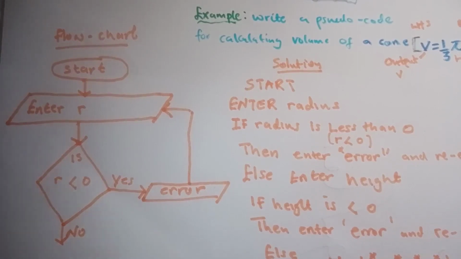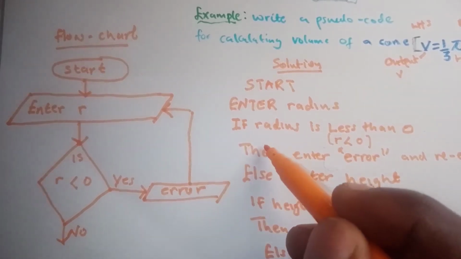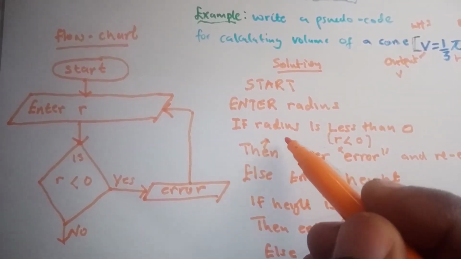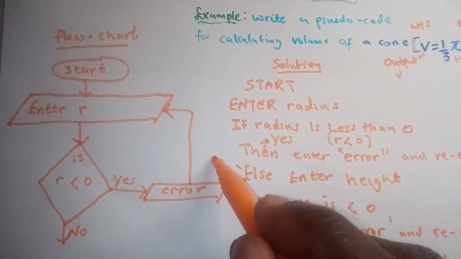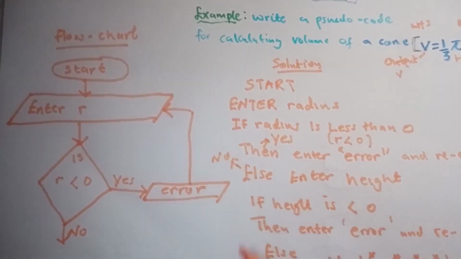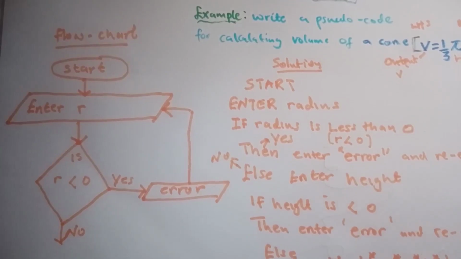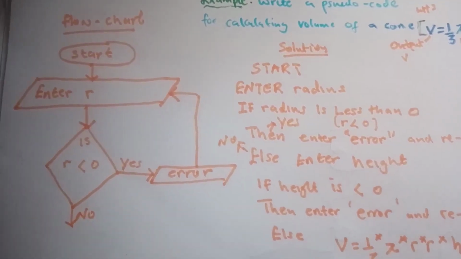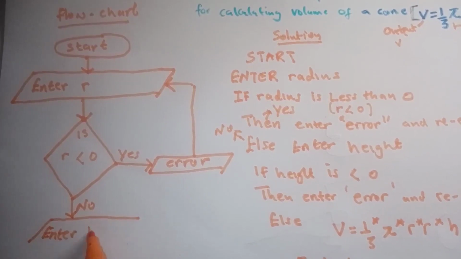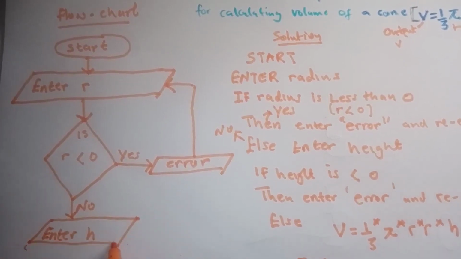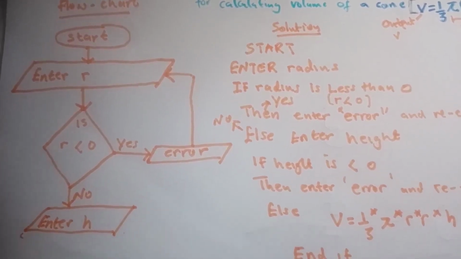So what you should know is that in the flowchart, the if goes with the yes, and else will go with the no. Else meaning no. Then enter height, we're going to enter height again. So enter h for height. See the shape I'm using, the parallelogram.